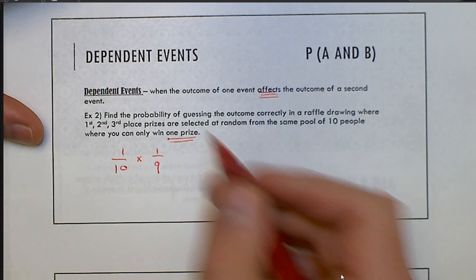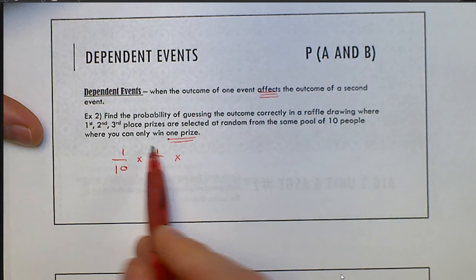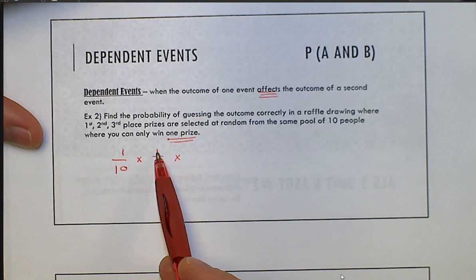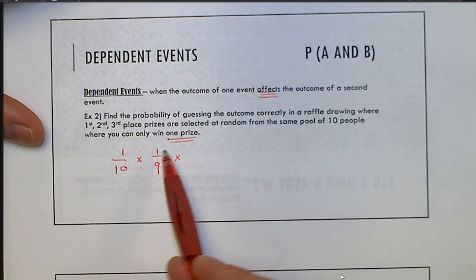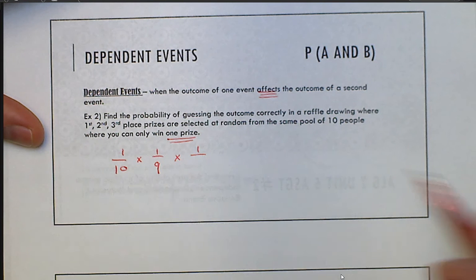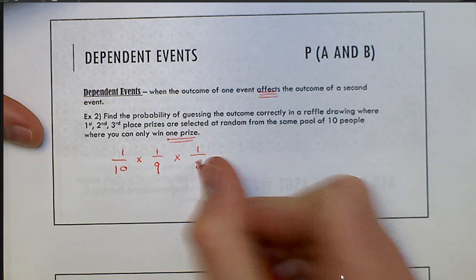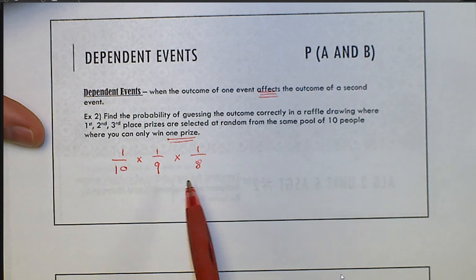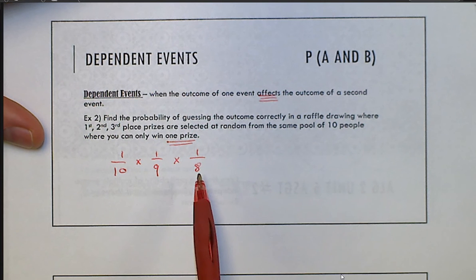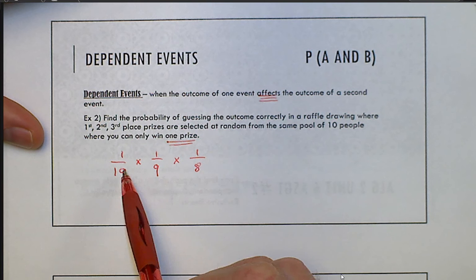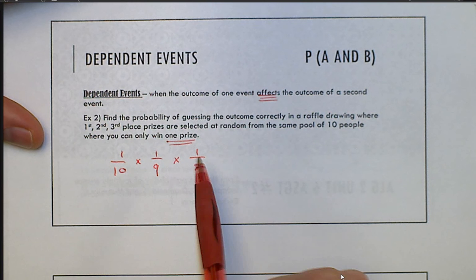And then likewise for third place, so let's say Tom, and then Judy won second place. So Tom and Judy are out of the mix for third place, so the probability of third place would now be down to 8 participants. That is an example of dependent events because the outcome of the first event affects the second, and the second affects the third, and so on and so forth.